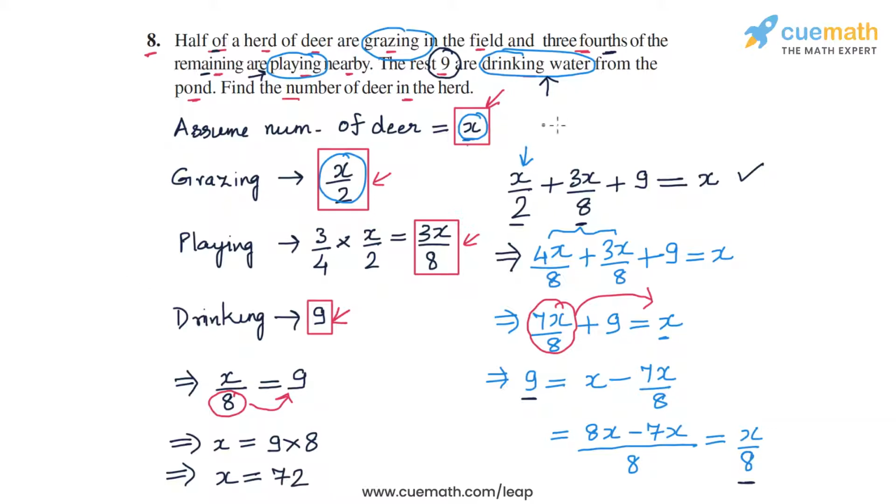So the total number of deer in the herd is 72, and let's see whether this is correct or not. If half of the deer are grazing, then the number of grazing deer should be 36. Of the remaining 36 deer, if 3/4 are playing, then that number should be 27. 3/4 of 36 is 27, and the remaining is 9. So if we take 36 and 27 and 9 and put them together, we will get 72 again. So the answer 72 is correct. The answer of the question is the number of deer in the herd is 72. And this completes question number 8.